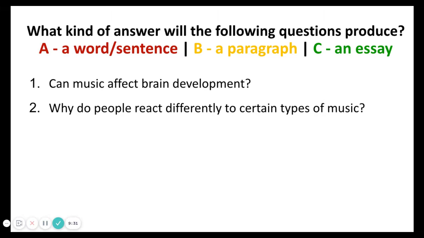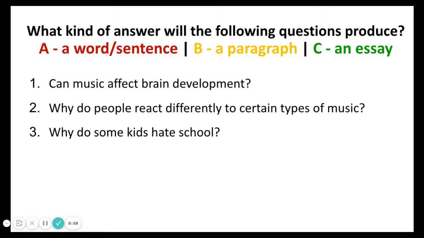Number 2, why do people react differently to certain types of music? If you chose C, you are correct. Because it starts with why, there can be different reasons, and each reason can be developed into a paragraph. So this can make a good essay.